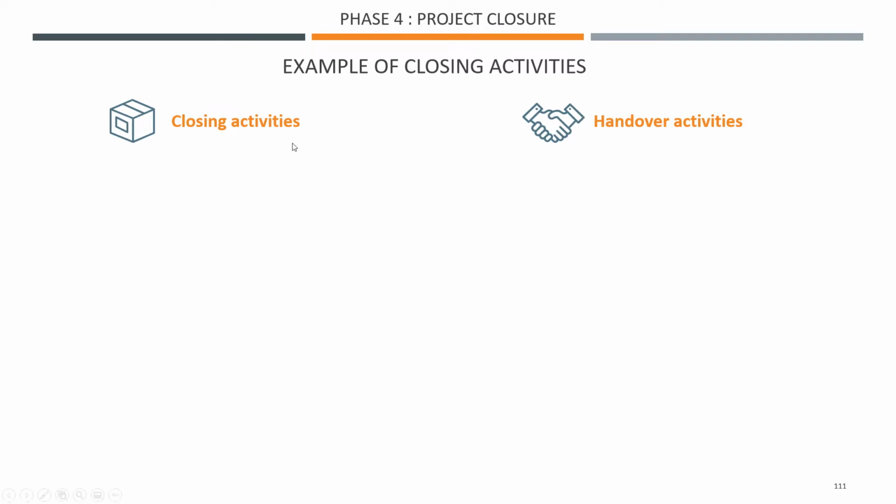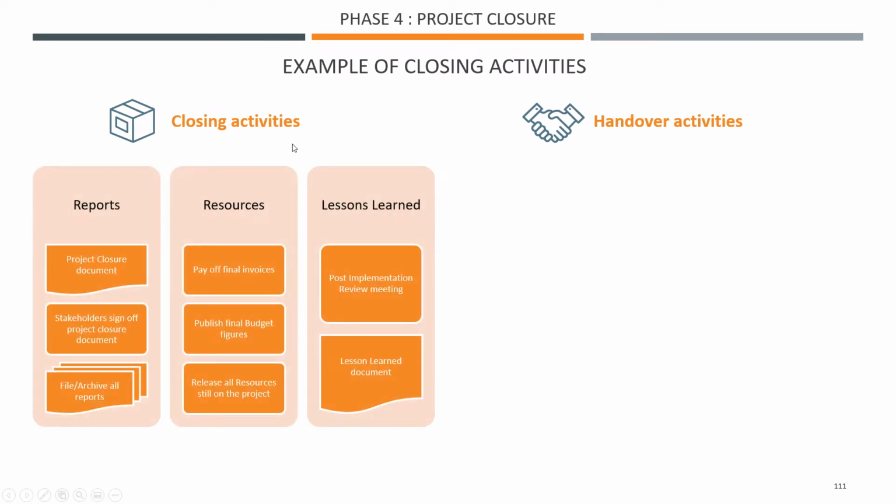Examples of closing activities. We have several categories. I've tried to put that into categories: reports, resources, and lessons learned. So reports. The key document here is a project closure document. That's a project manager role, to put this document together. That will encompass all the closure activities. Part of this document would have a stakeholder sign-off. And then we file and archive all the reports. Obviously, sometimes there are project folders where you just file all this.